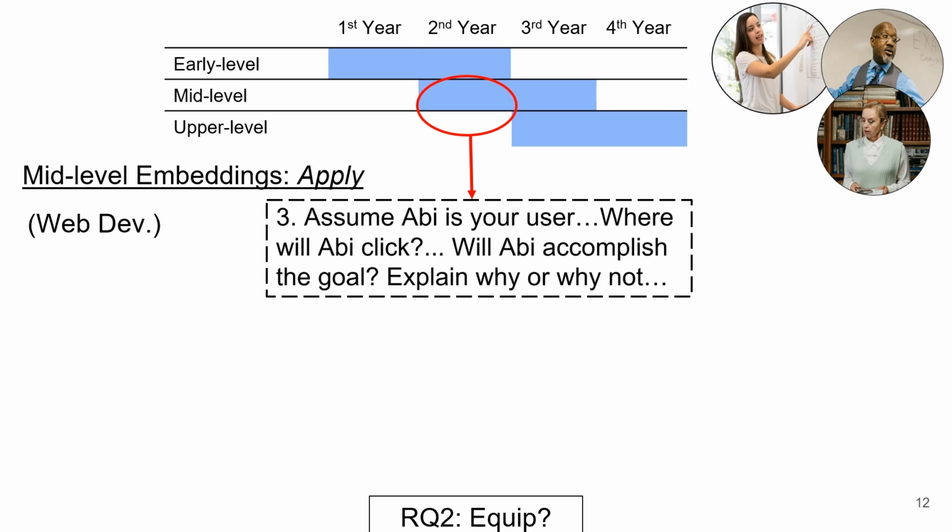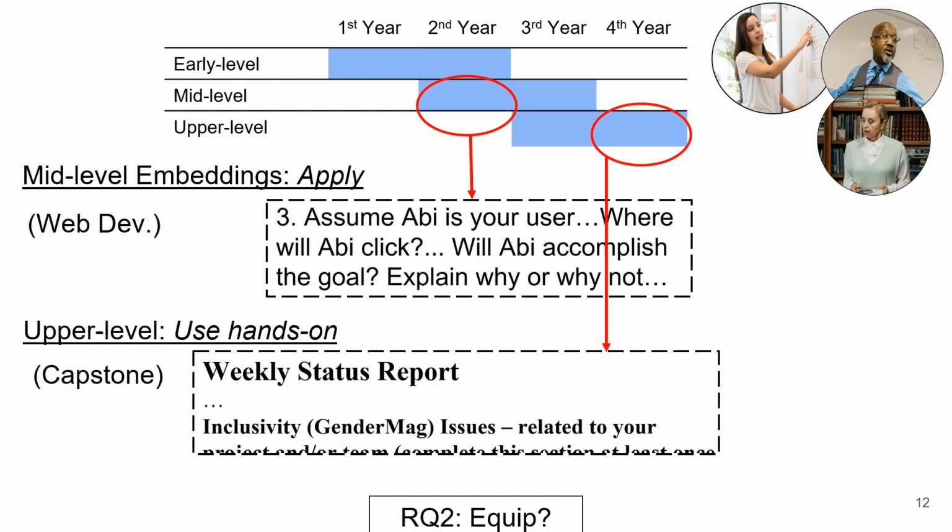Mid-level embeddings then had students begin to apply inclusive design in informal or guided ways. For example, this is a second-year web development assignment where students are instructed to assume Abby was their user, and then are asked, where would Abby click? Would Abby accomplish the goal? Why or why not?